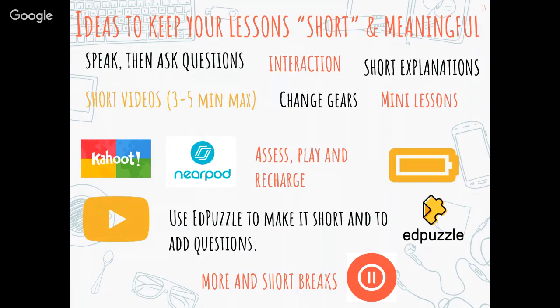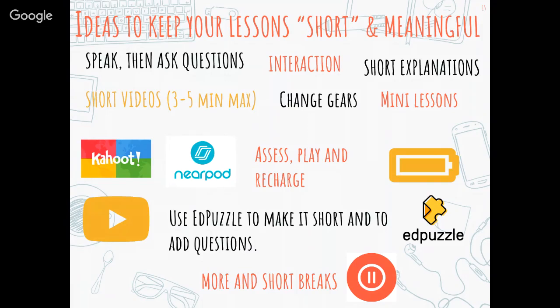Another one that is becoming very popular is Edpuzzle. Even when you find an awesome video explaining anything in English, if it's 3 minutes, you can make it 30 seconds, ask a question, and make it more engaging. So use Edpuzzle. It's a great tool. It's free, and you can share it with your students, and it will promote all these interactive and engaging activities.